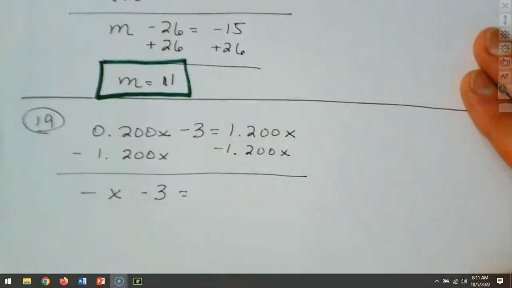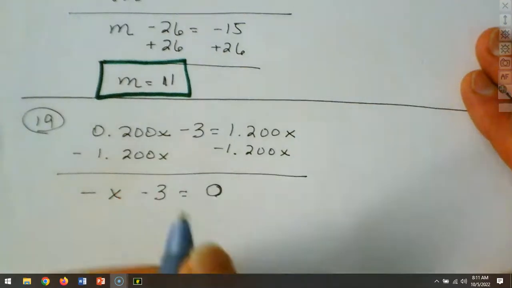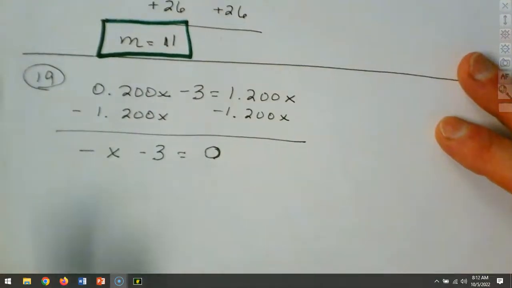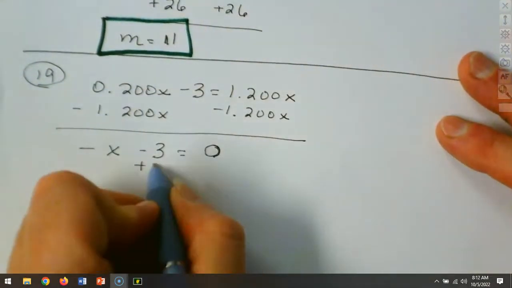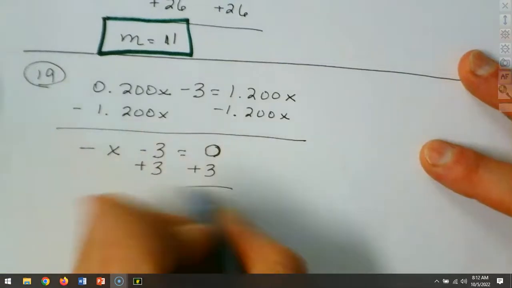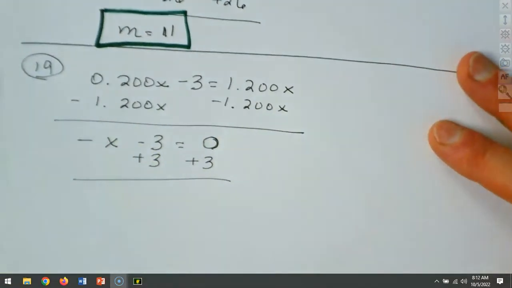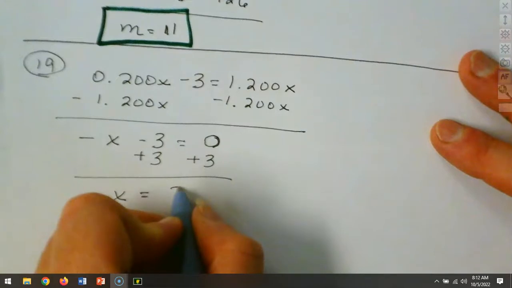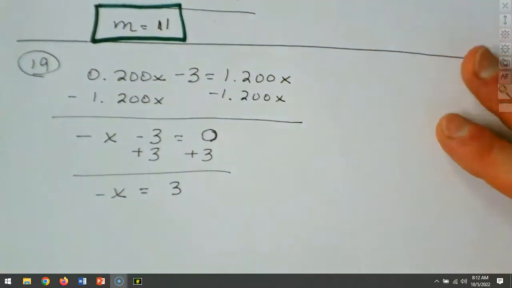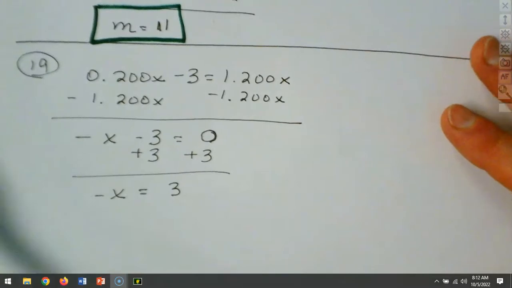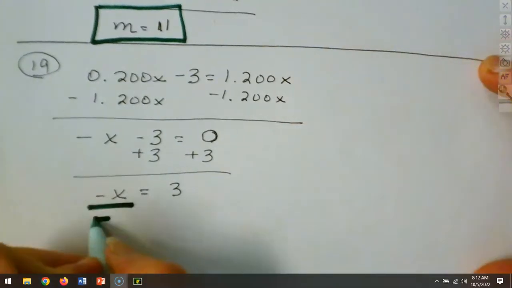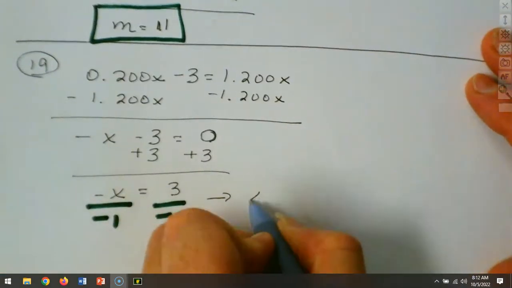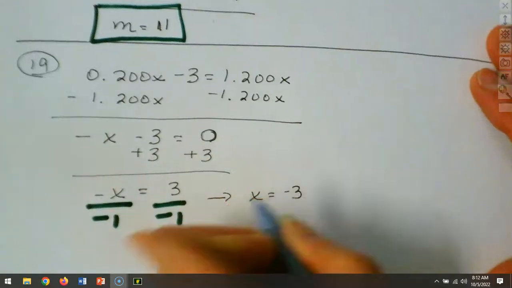Now, what happened on the right-hand side? Those went away and left you with what? 0. Okay, what are we going to do next? We need to get the 3 to the right-hand side. How do we get rid of it? Move it over with addition. And that leaves you now with minus x equals positive 3. Is that our final answer? No, why not? Can't have a negative x, so we divide by 1 everywhere. And that now leaves you with x equaling negative 3.